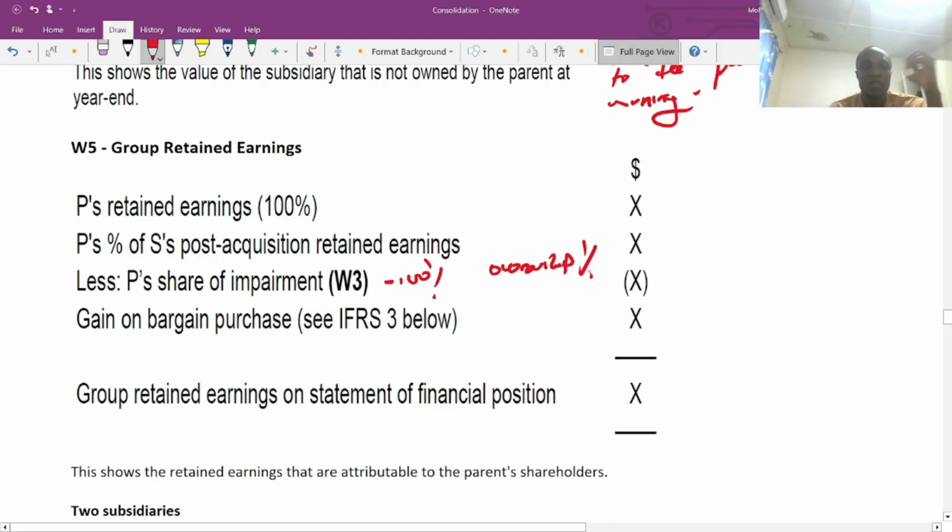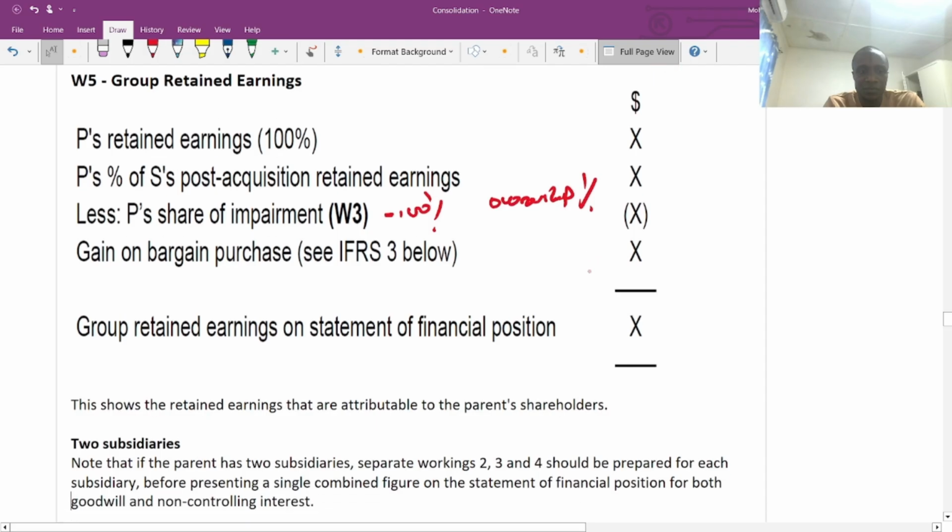Therefore, we are going to account for any bargain in the situation where there is no goodwill, where the cost of investment is less than the net assets. Then it is a bargain purchase, so we are going to account for it under the retained earning. Whilst if the cost of investment is more than the net assets, then we are going to take it under the goodwill and the non-current assets on the consolidated financial statements.